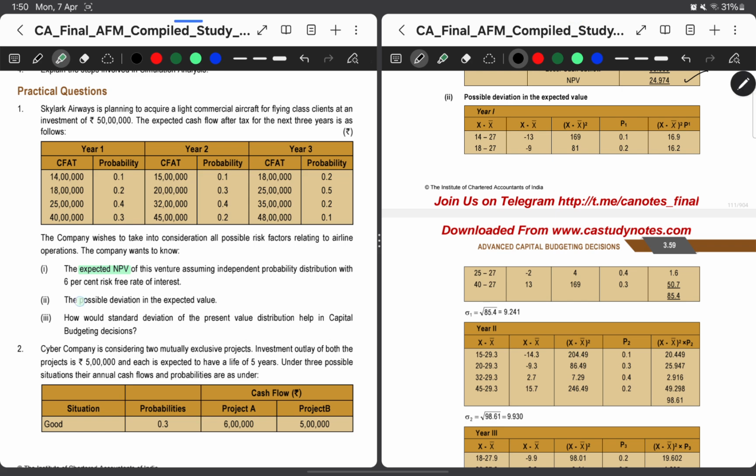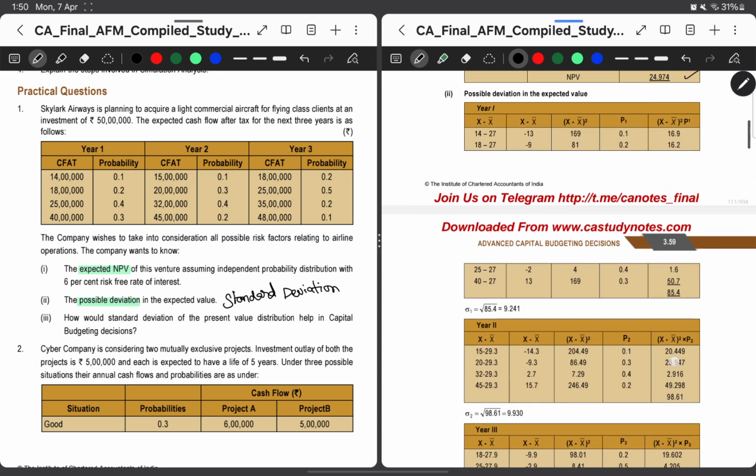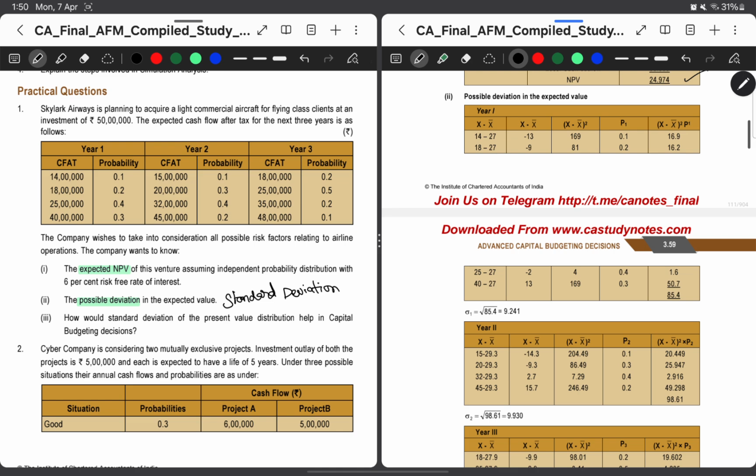Okay, going up next, they are asking the possible deviation in the expected value. So the term possible deviation itself tells us to calculate standard deviation. Since possible deviation is asked, first we have to calculate yearly deviations, then we can find out the overall standard deviation for the project.